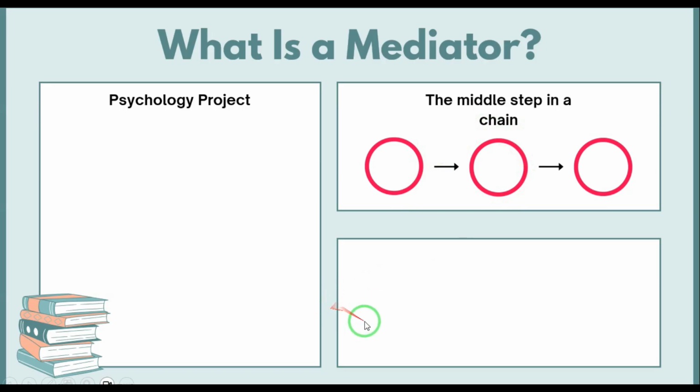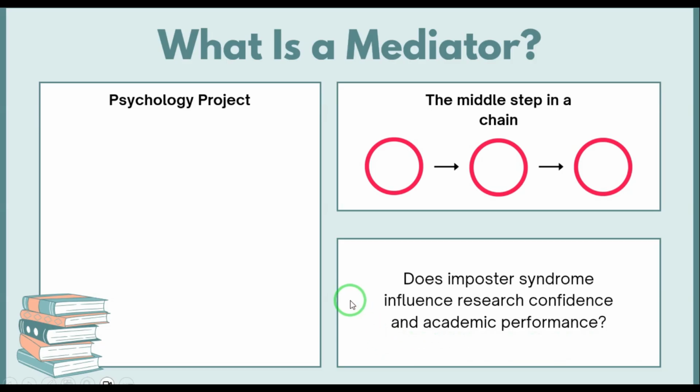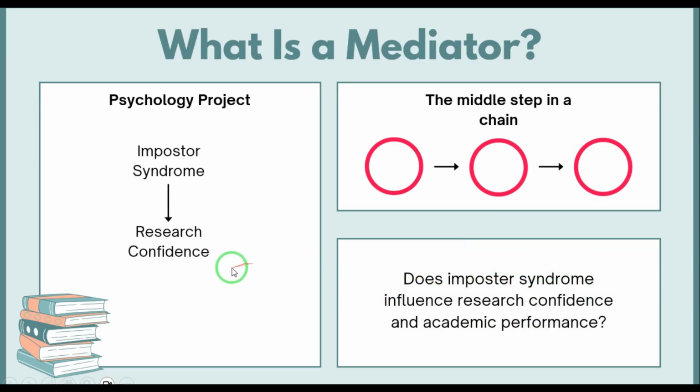Let's get back to the psychology question. In case you forgot, the question for this project is, does imposter syndrome influence research confidence and academic performance? This means that the imposter syndrome may or may not reduce research confidence, and if it does, then consequently, lower confidence may contribute to lower academic performance. So, in this example, research confidence acts as a mediator because it helps explain how imposter syndrome affects GPA, right?